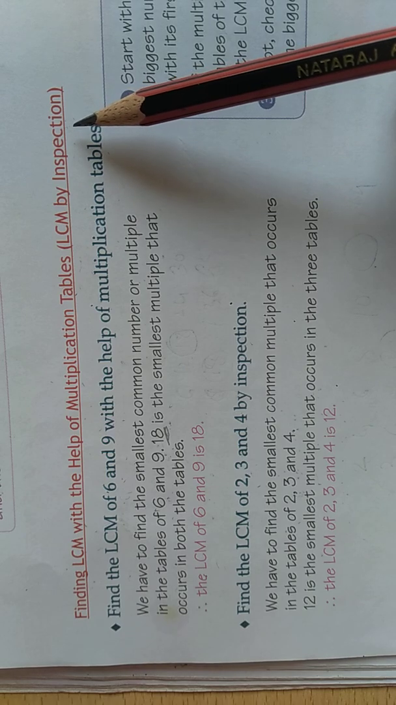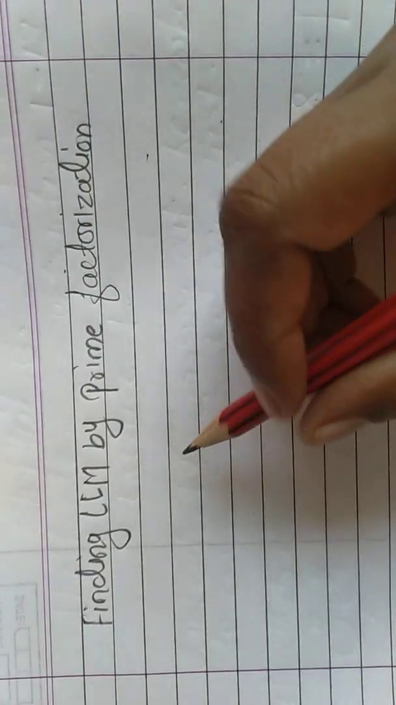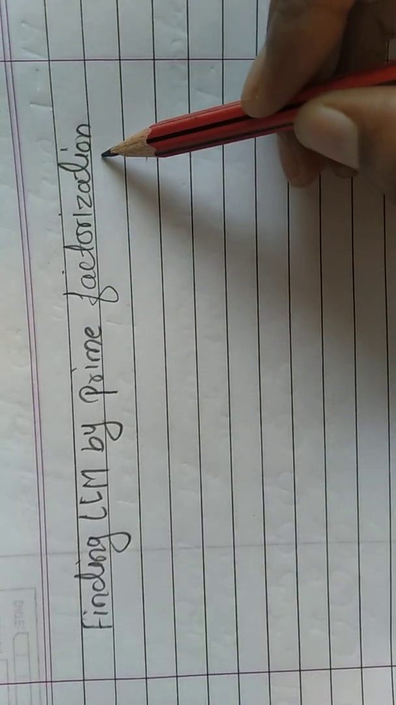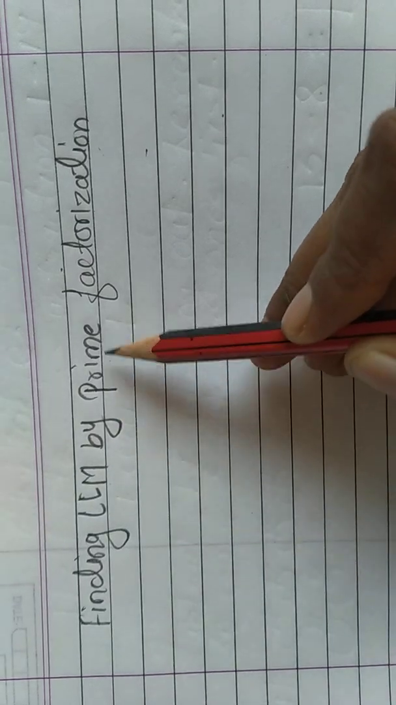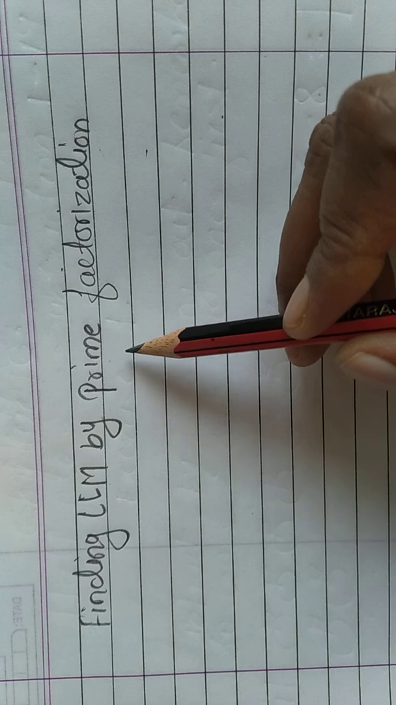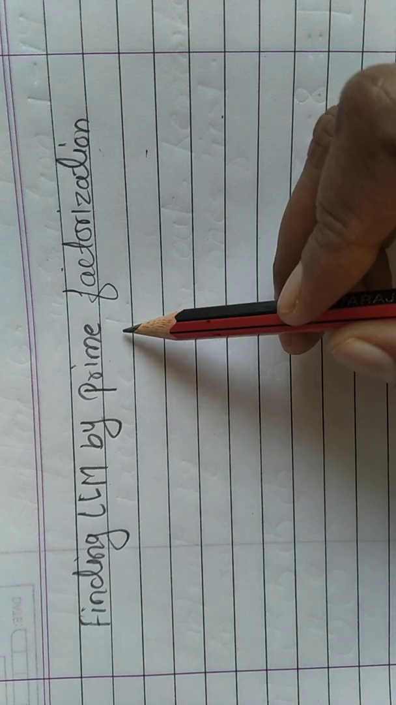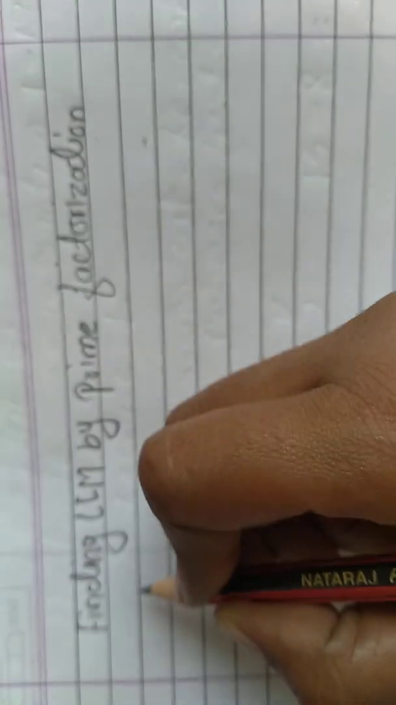Next we use the prime factorization method. So our next method is prime factorization. Finding LCM by the prime factorization method. In this method we find the prime factors of the numbers and then we find the LCM. So let's start an example.